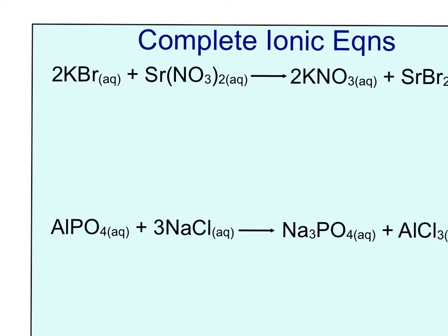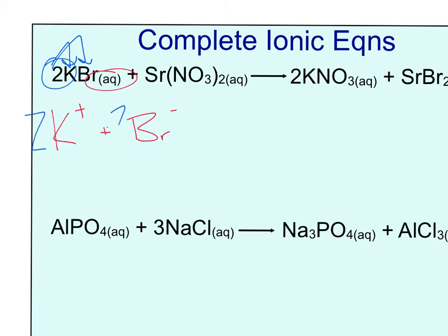So to walk you through this first one, we've got KBr here, potassium bromide. It's aqueous, so I'm going to split it apart. The 2 ions I'm dealing with are potassium, which has a +1 charge, and bromine, which has a -1 charge. Notice the 2 coefficient in front, and that 2 coefficient applies to everything. So I have 2 potassiums and 2 bromines, and I'm going to write them as aqueous down here because they were aqueous up here. I'm going to do the same thing over here because this is aqueous.